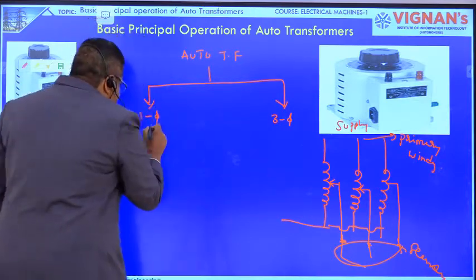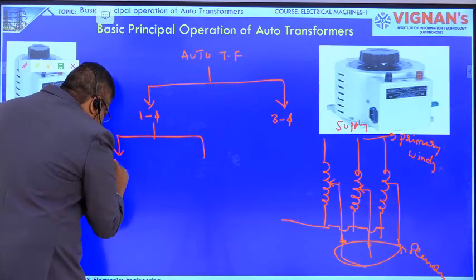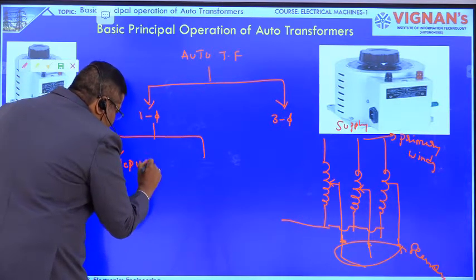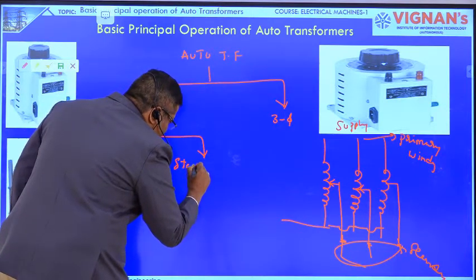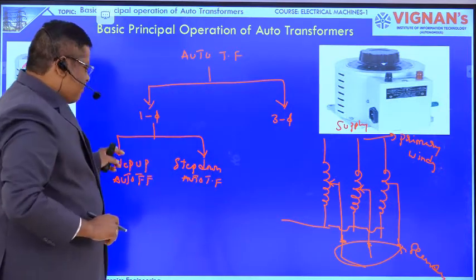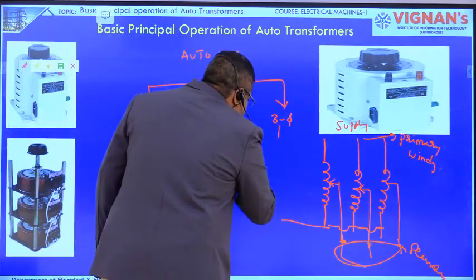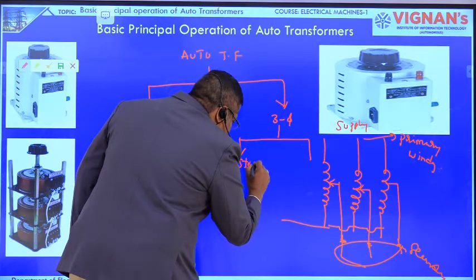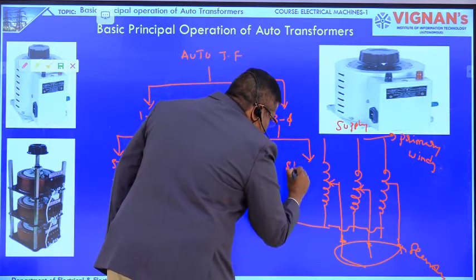Now here, in a single phase auto transformer, there are two types. One is the step up auto transformer. The second one is the step down auto transformer. This is the step up auto transformer, this is the step down auto transformer. In the same manner, in three phase also, there are two classifications. One is the step up auto transformer. The second one is the step down.